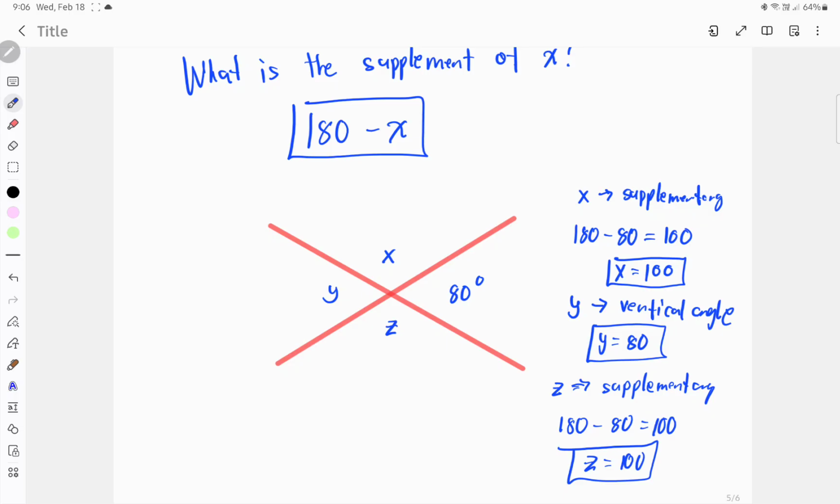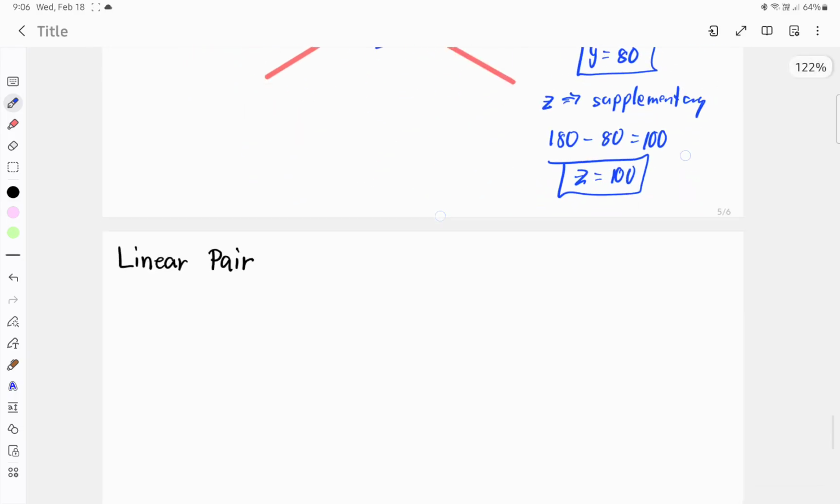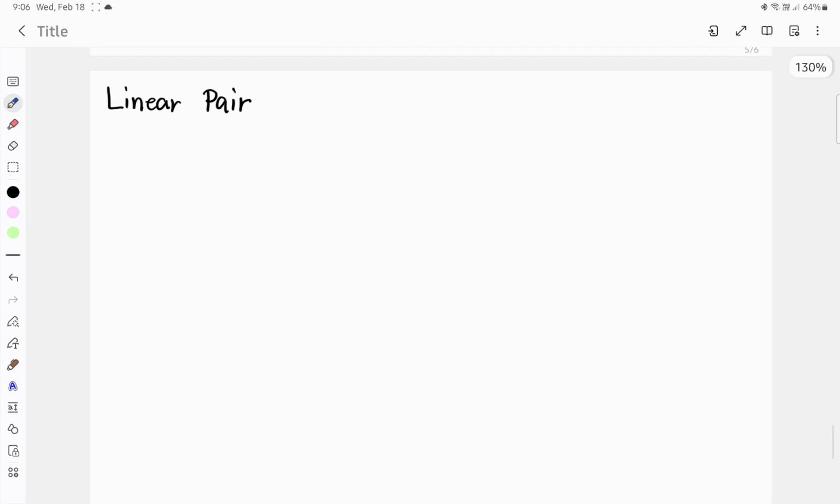Now, let's go to the last angle pair that we could have. The last angle pair in structure is a combination of structure and measurement. We call it a linear pair. Now, when we talk about linear pair, it should be adjacent and supplementary.